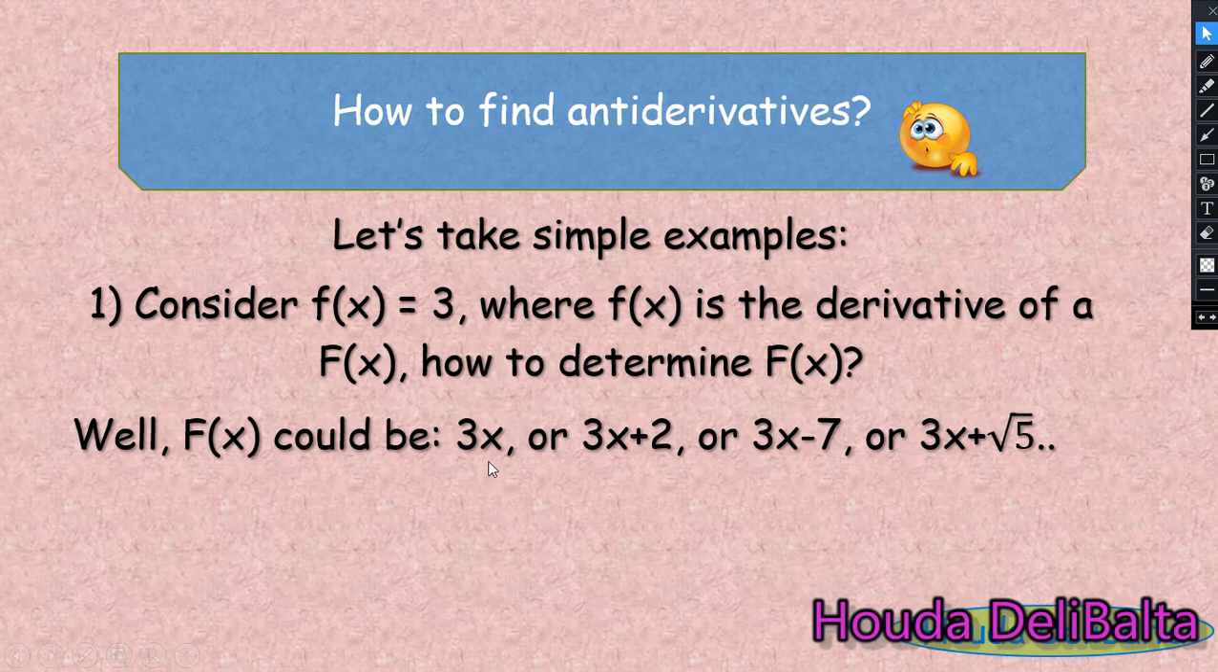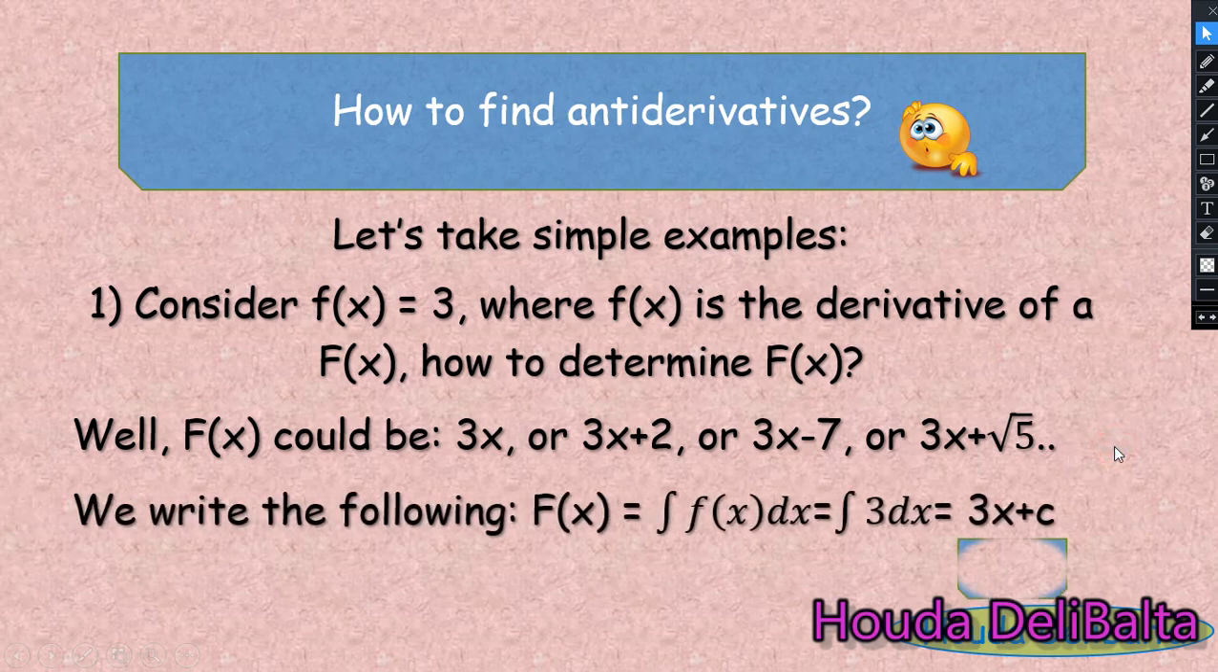Then surely this function must be 3x or 3x plus any constant, because usually when I take the derivative, I just take the number multiplied by the variable x. So because this function is constant and this is the derivative, then definitely the antiderivative should be one of these. And there are more.